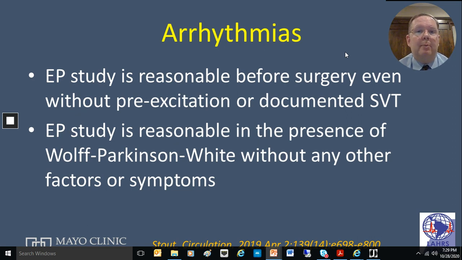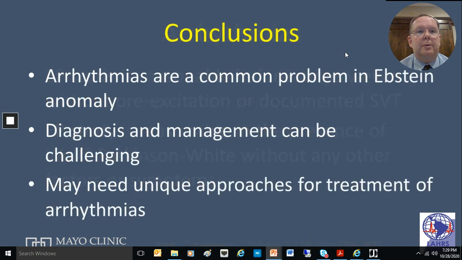So, our process at Mayo is if anyone has Wolff Parkinson White and Ebstein's, those patients get an electrophysiology study. If they've had palpitations or Wolff Parkinson White before surgery, we will study them. But if they've had no palpitations and no obvious evidence of pre-excitation, we do not perform an electrophysiology study on all of those patients. So, in conclusion, arrhythmias are a common problem in Ebstein anomaly, and diagnosis and management can be very challenging, and we may need unique approaches for the treatment of arrhythmias.